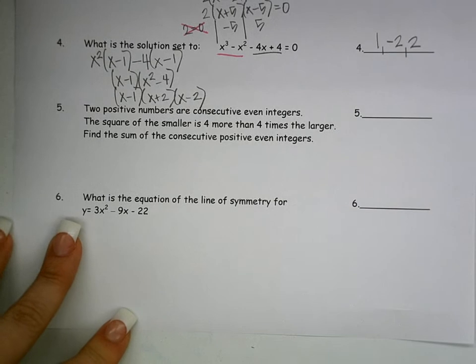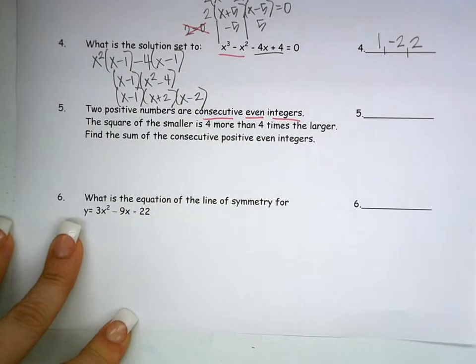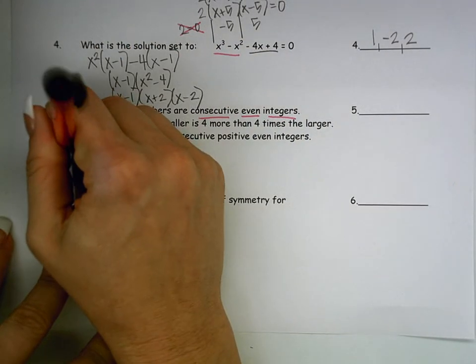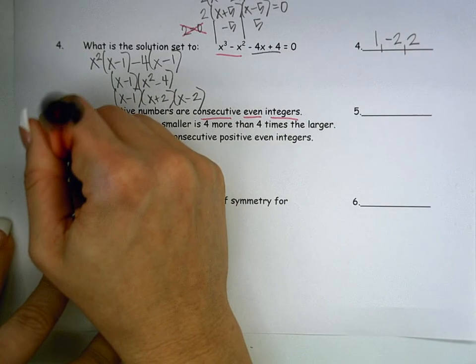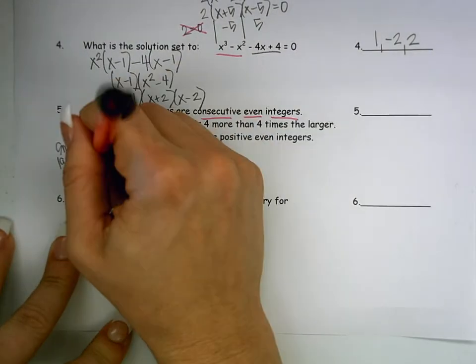Number 5, it says two positive numbers are consecutive even integers, right? Anytime you see the word even or odd, that means we're counting by twos. So your smaller number always is equal to x. Your larger number, in this case, since it says consecutive even, is going to be x plus 2.